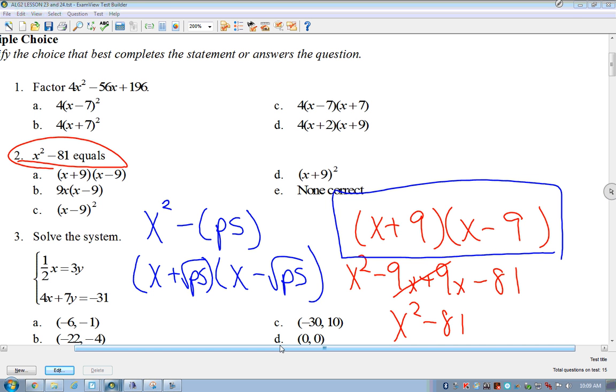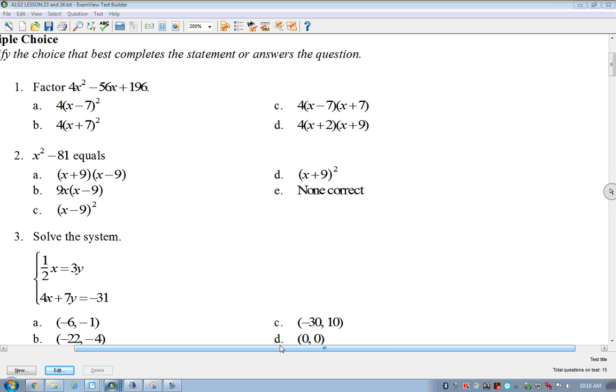You ought to look for ways to check your answers. Because our test scores are not necessarily improving. If my test scores are not improving, then I need to look for ways to assure that my answers are correct before I move on to another question. This is a way to check your answer: go ahead and FOIL it back out.